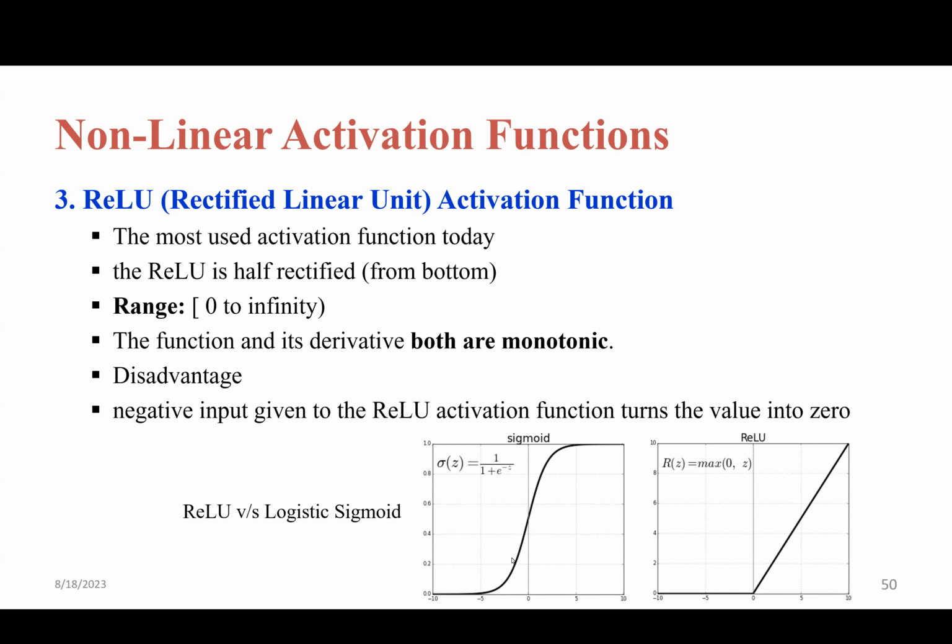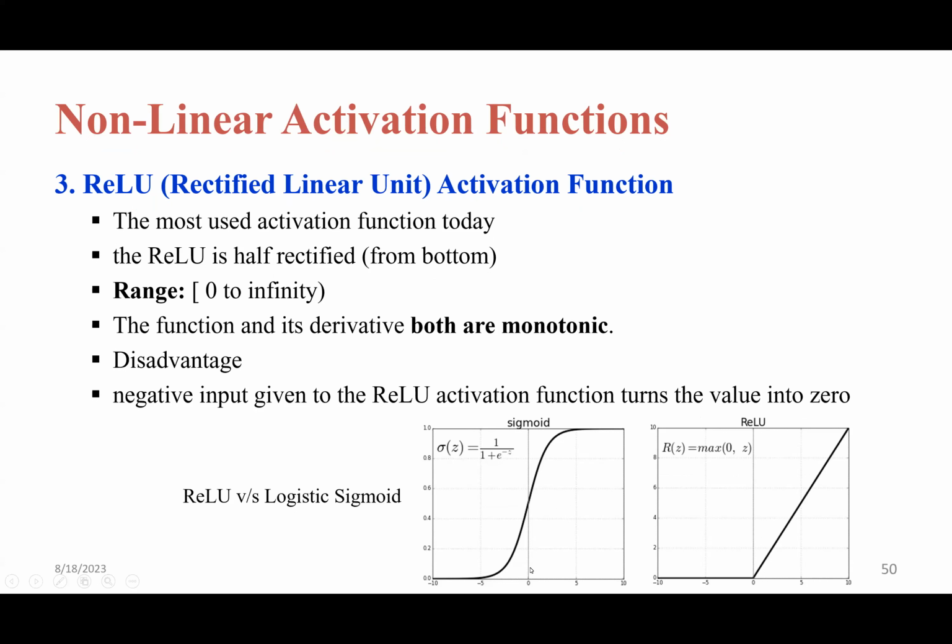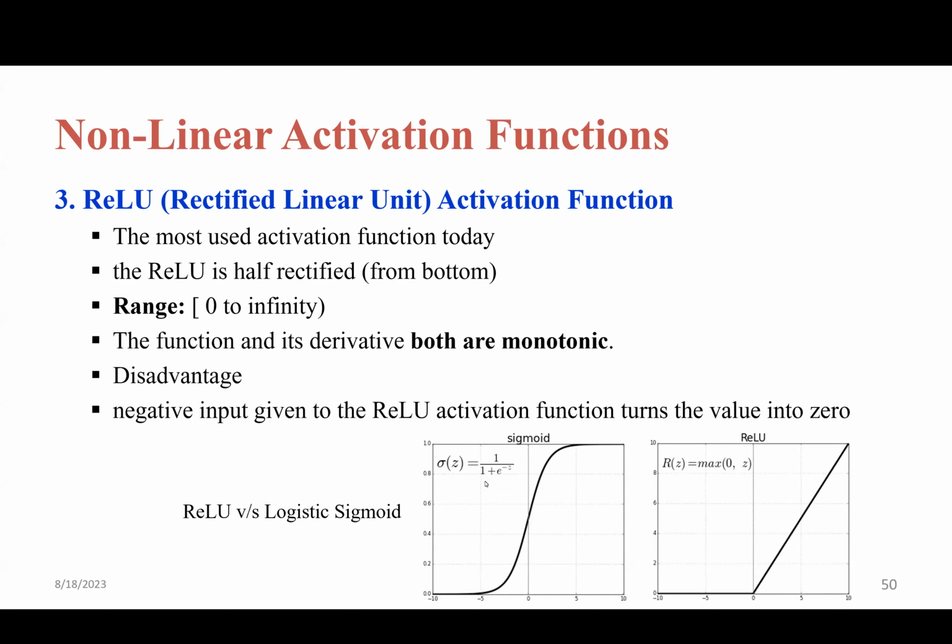While in the case of sigmoid, you can see ReLU versus logistic sigmoid. See the left side graph. It is curved. Negative values are mapped to negative and positive are mapped to positive. The left side represents the negative part, the right side presents the positive part, and we have an S-shaped curve. Fine. So the range is 0 to infinity, and the function and its derivative both are monotonic.